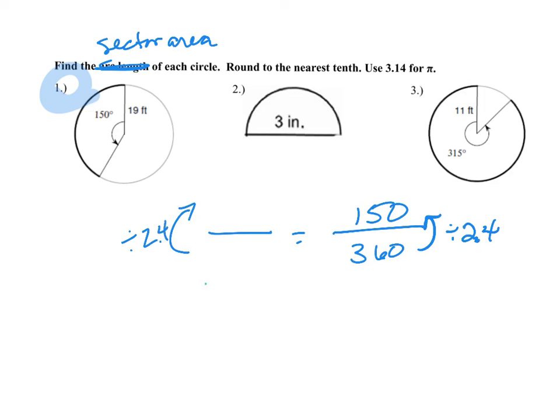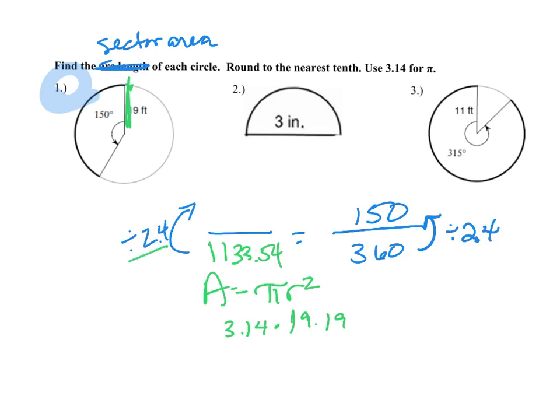So let's find area. Area is pi r squared. So 3.14 for pi. We have our radius of 19. So we're going to do 19 times 19. Plug it all into your calculator. I get 1133.54. But again, I'm going to divide that by 2.4.